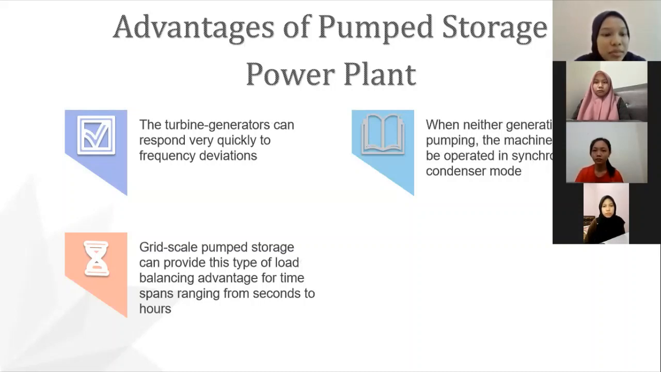In the generating mode, the turbine generator can respond very quickly to frequency deviation, just as a conventional hydro generator can. When not generating or pumping, the machine can also be operated in synchronous condenser mode. In grid scale, pump storage can provide the type of load balancing advantage for time spans ranging from seconds to hours.